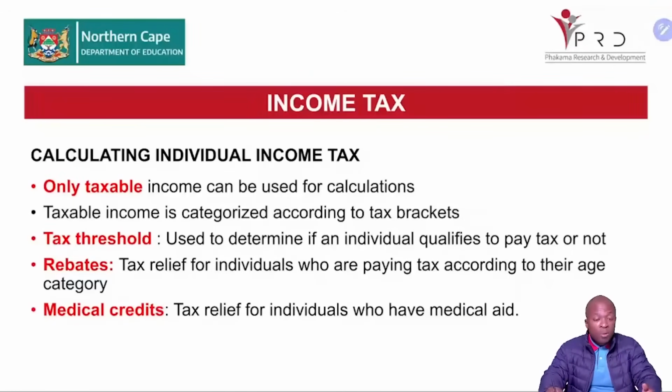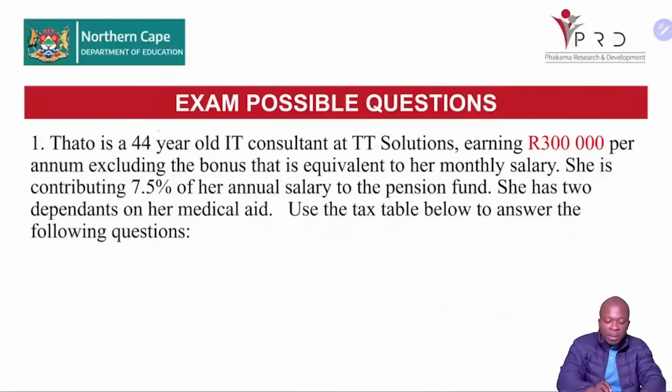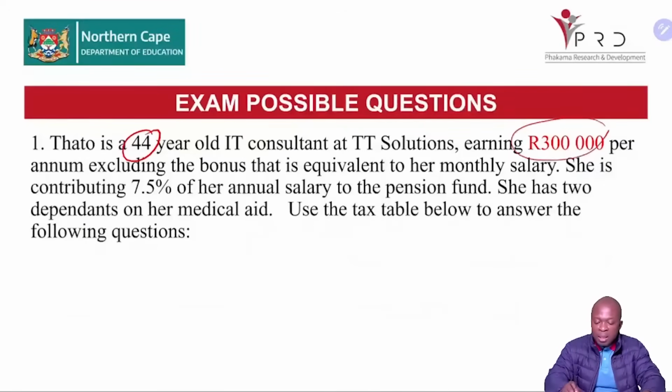So you must know we are going to talk of only taxable income. We are going to be asked questions about tax threshold, rebate, medical credit. So let's look at the first example here. We have Tatu, who is 44 years. She is earning 300,000 per annum, excluding bonus. Meaning the whole year, she gets 300,000 without bonus.